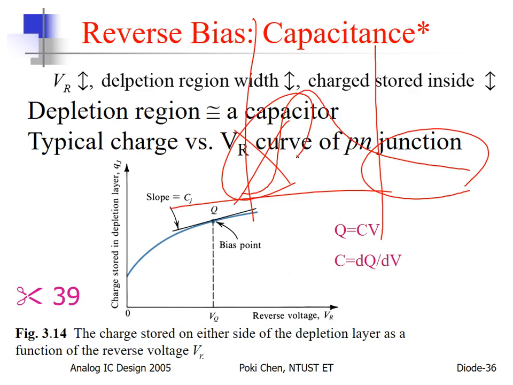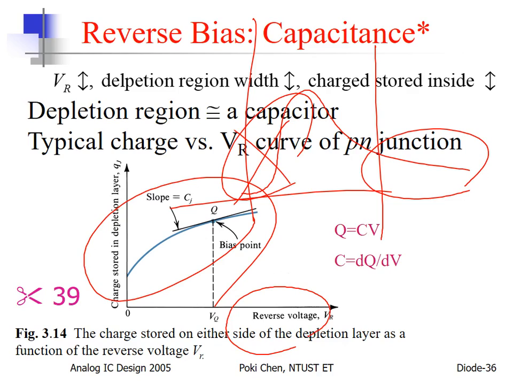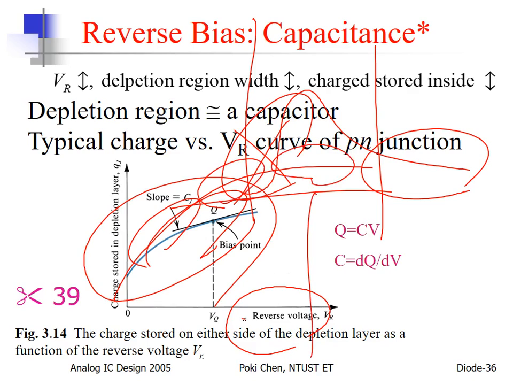By explanation, only by explanation, you will know that the more reverse voltage, the harder it is to push the voltage into the other side. So the curve should look like this way, harder and harder and harder to push, instead of that way. It means the slope becomes smaller, so the capacitance will become smaller.